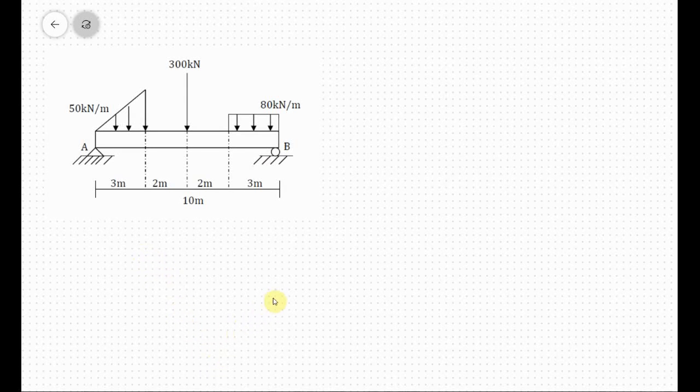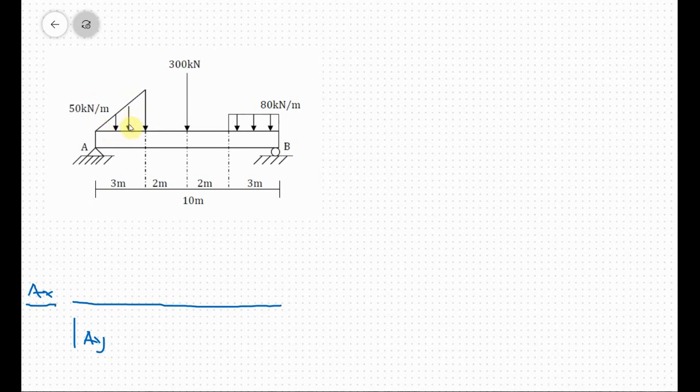So we have the beam here. And at point A, we have a pin connection. So we got Ax and Ay. I will draw the direction later. So up here next, we have a distributed load.